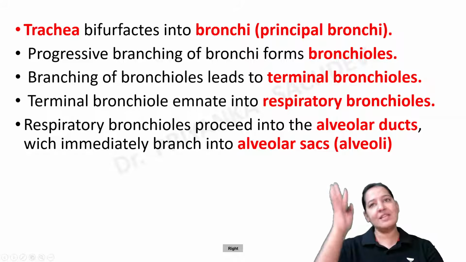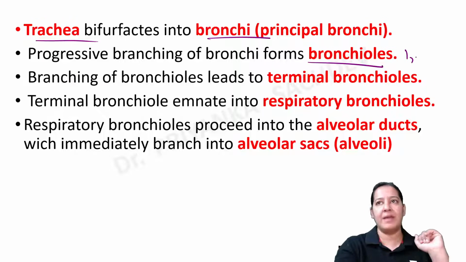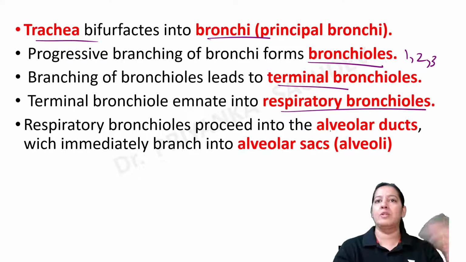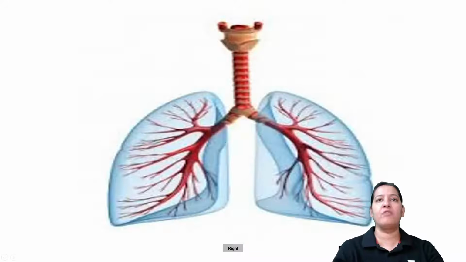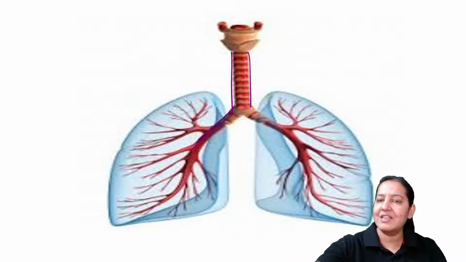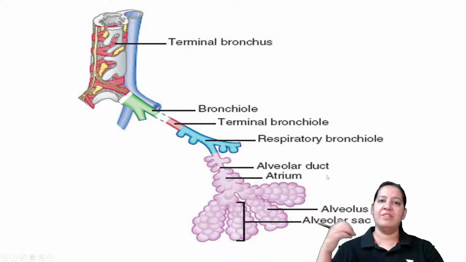Okay. So what is the complete path? The same thing is written in front of you. Trachea divides into bronchi. Bronchi divide into bronchioles: primary, secondary, tertiary. Then terminal bronchiole, then respiratory bronchiole, then alveolar ducts, and then alveolar sac. So this is the same diagram which I have drawn for you. You can see this is the trachea dividing into bronchi. You can see the primary, secondary, and tertiary bronchioles, right? The same diagram which I have drawn for you.